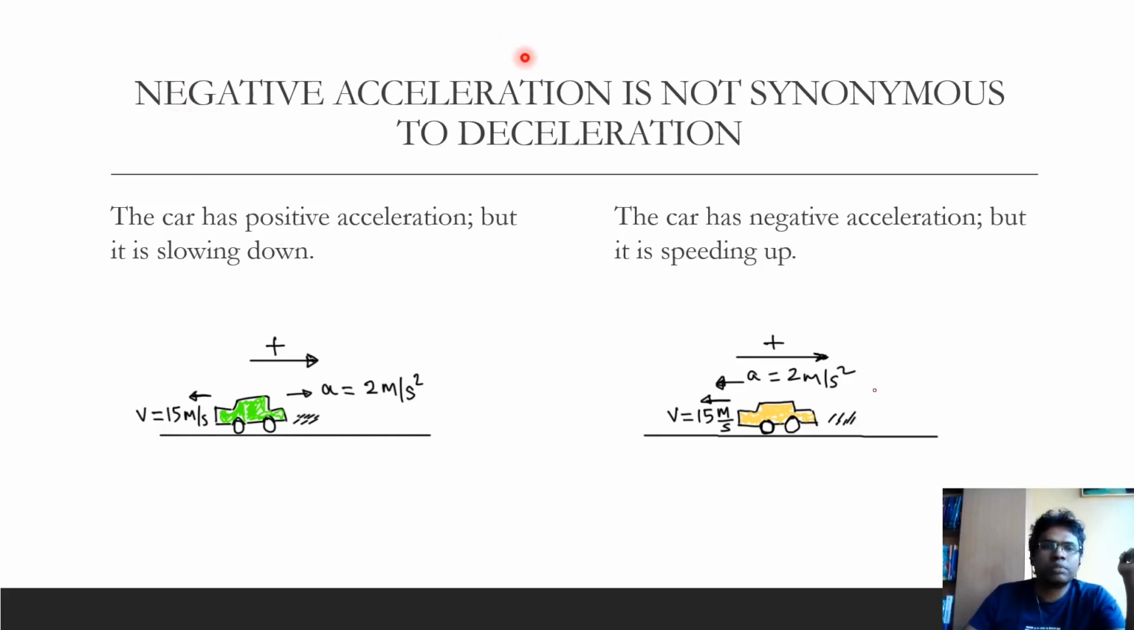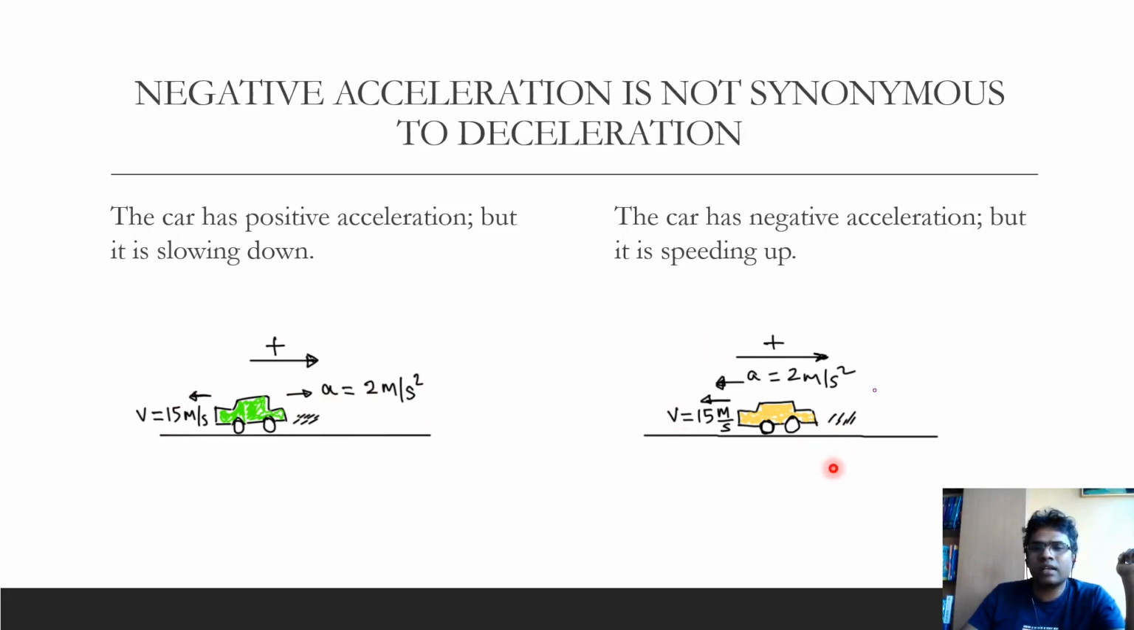I hope the meaning of negative acceleration is clear. So in the first case, the car has a velocity of 15 meters per second to the left, and the driver applies brakes. So the car will end up having an acceleration to the right, okay, which is considered to be positive. So even though the car has positive acceleration, it is actually slowing down. It is losing its speed.